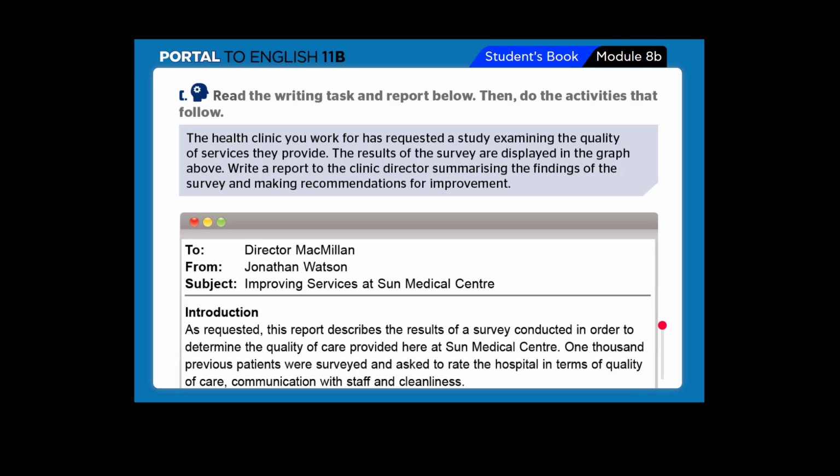If we move to activity C, you are asked to read the writing task and report below. Then you should do the activity that follows. So what are you going to do? Read the task, read the report, and then answer the questions. Now you should start reading the task and the report.